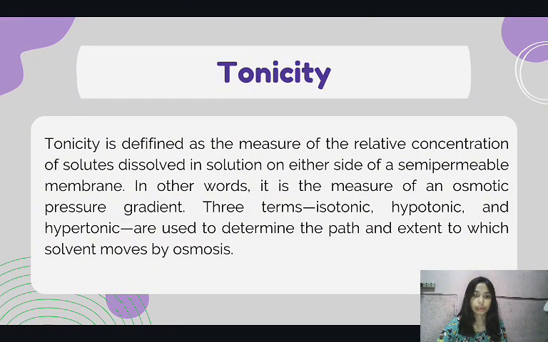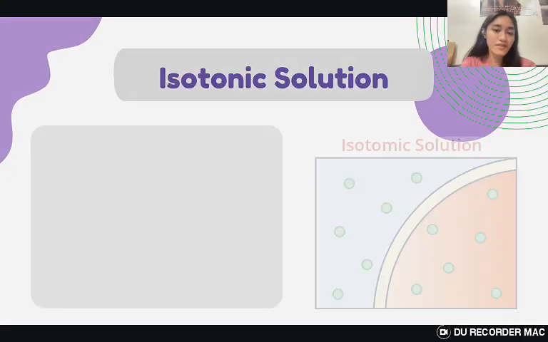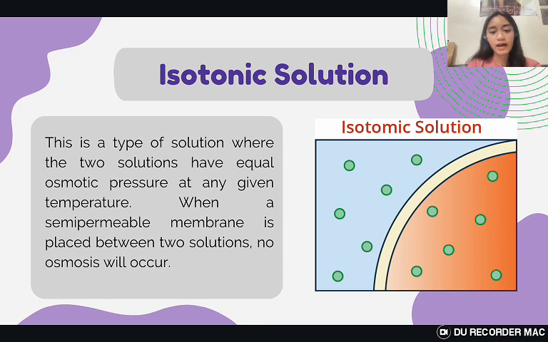Tonicity. Tonicity is defined as the measure of the relative concentration of solute dissolved in solution on either side of some permeable membrane. In other words, it is the measure of the osmotic pressure gradient. Three terms, isotonic, hypotonic, and hypertonic, are used to determine the path or extent to which solvent moves by osmosis. Now, what is an isotonic solution? This is a type of solution where the two solutions have equal osmotic pressure at any given temperature. When a semi-permeable membrane is placed between two solutions, no osmosis will occur.